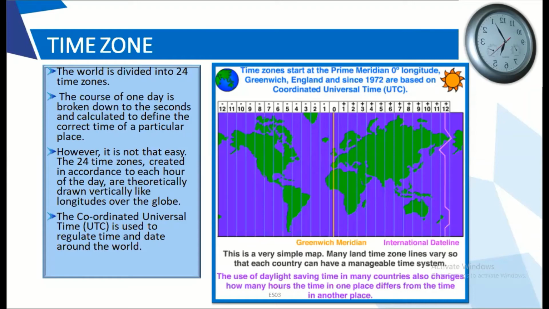Any ship, person, or aircraft that crosses the IDL, if traveling from east to west, deducts one day and date, but if coming from west to east, adds a day and date.